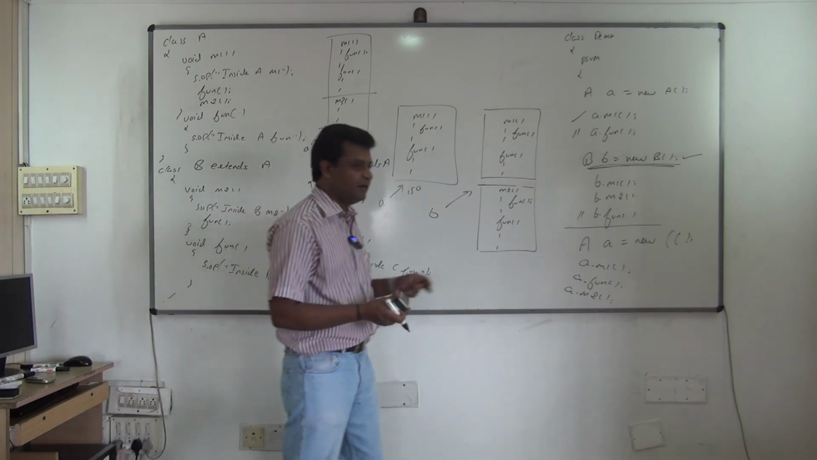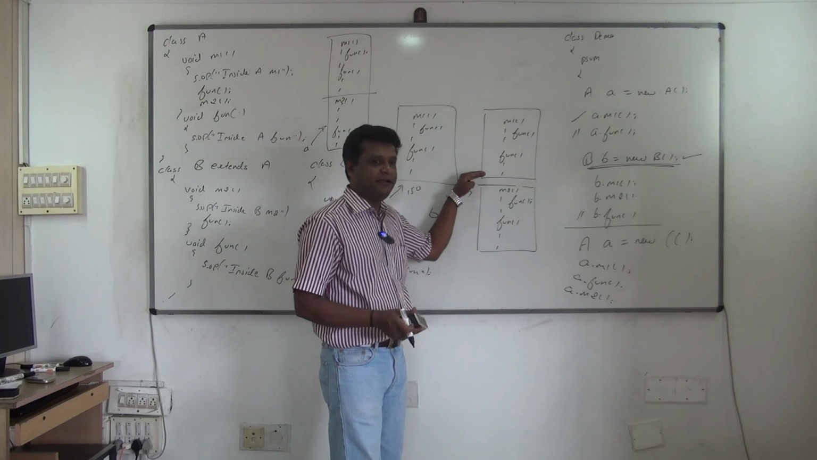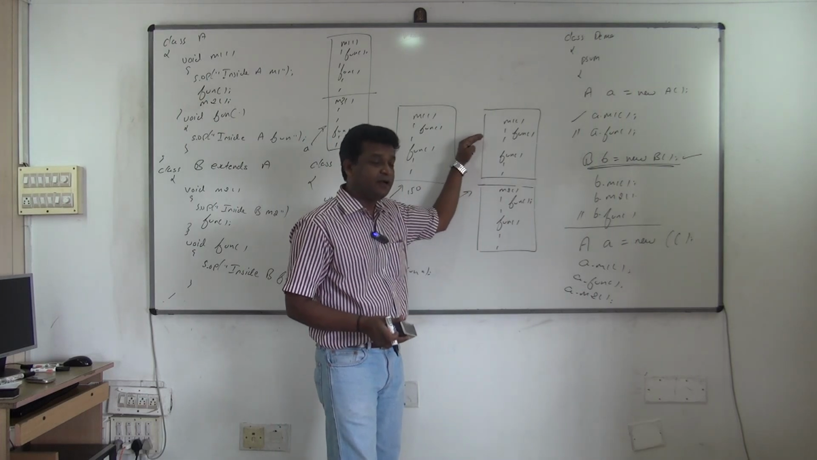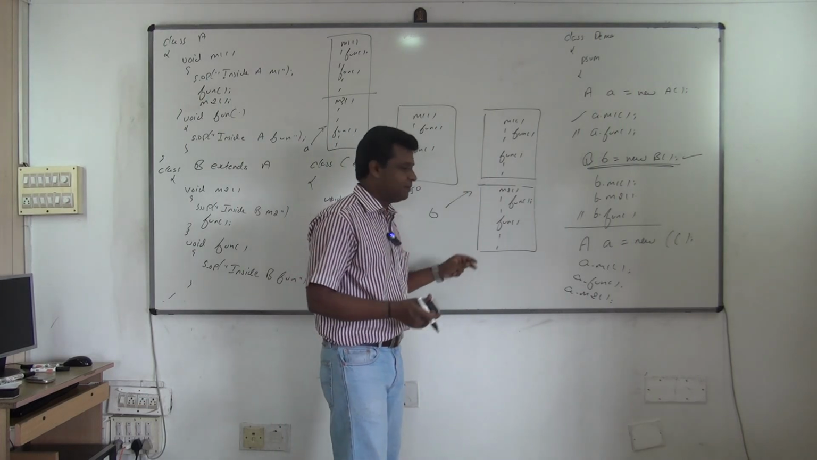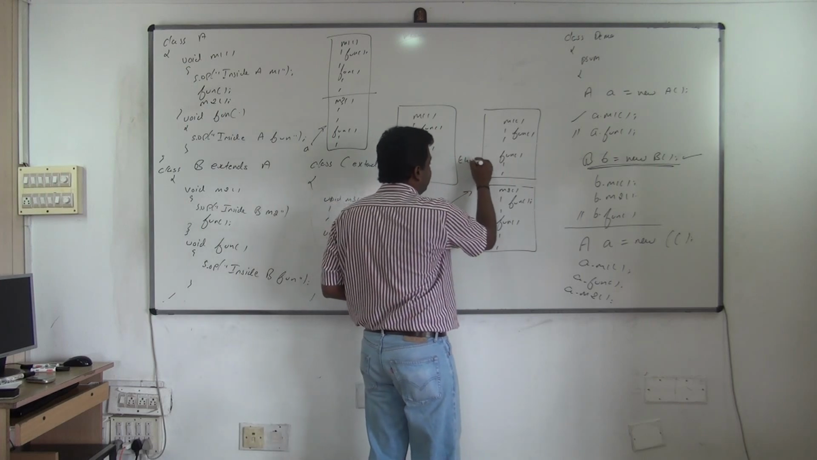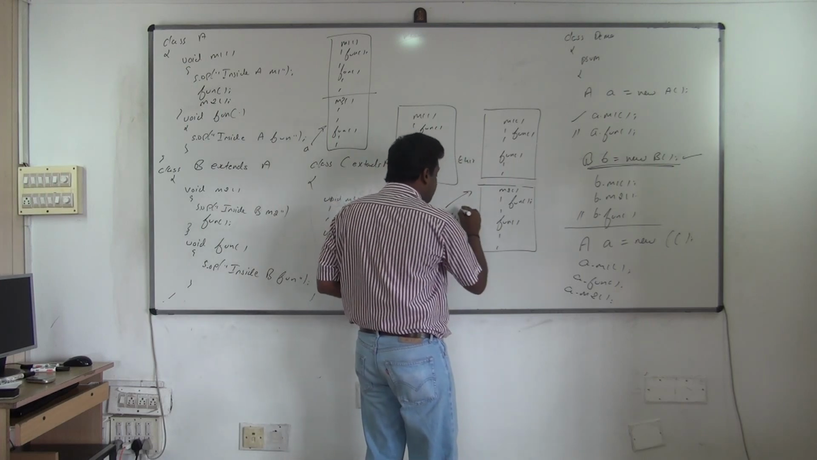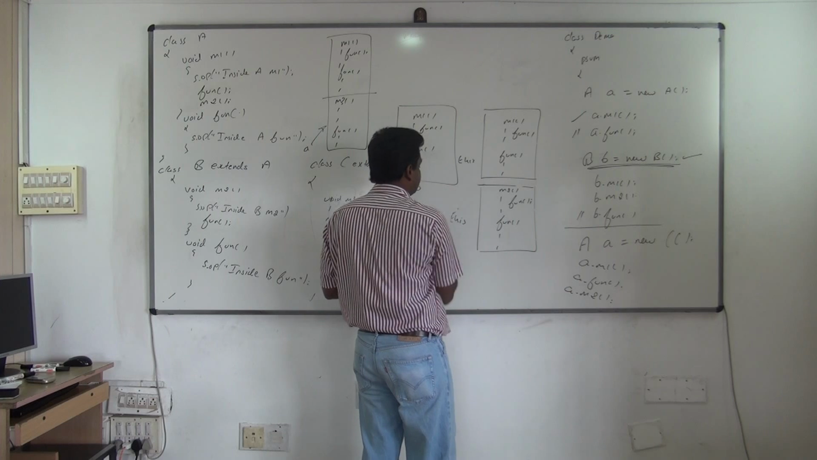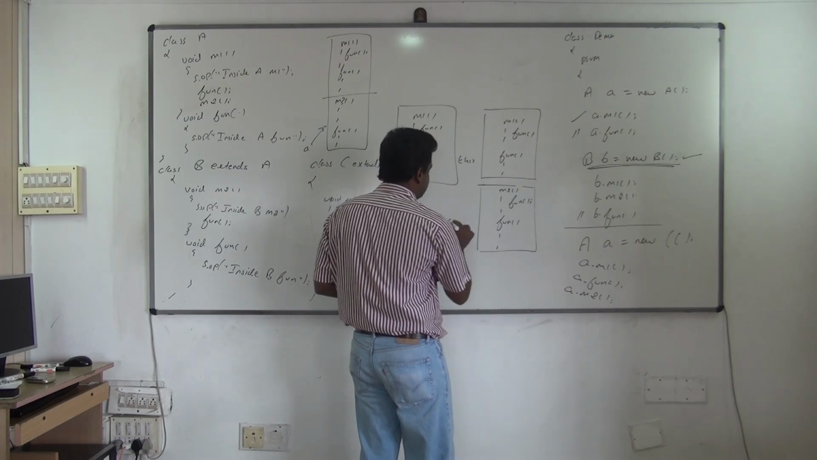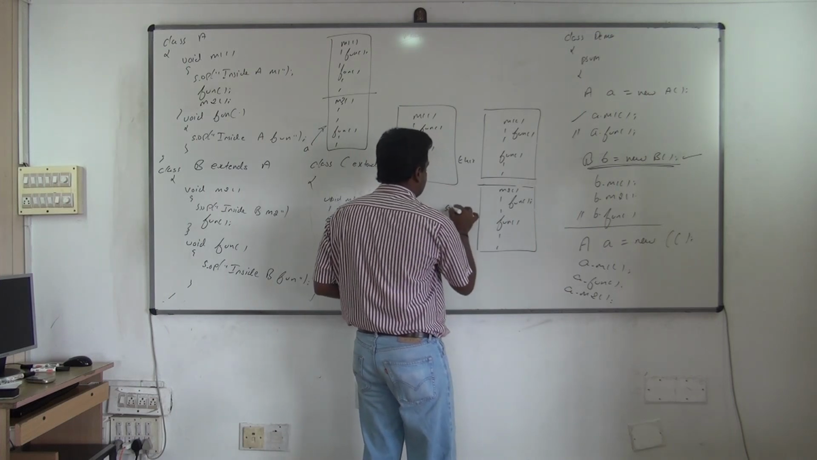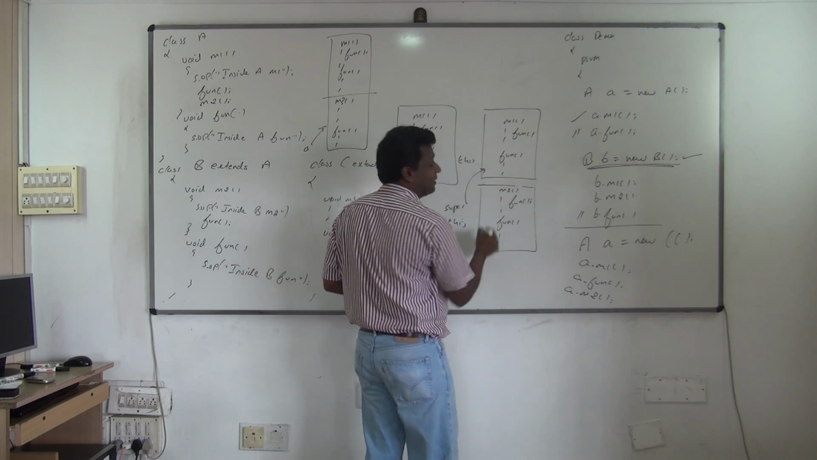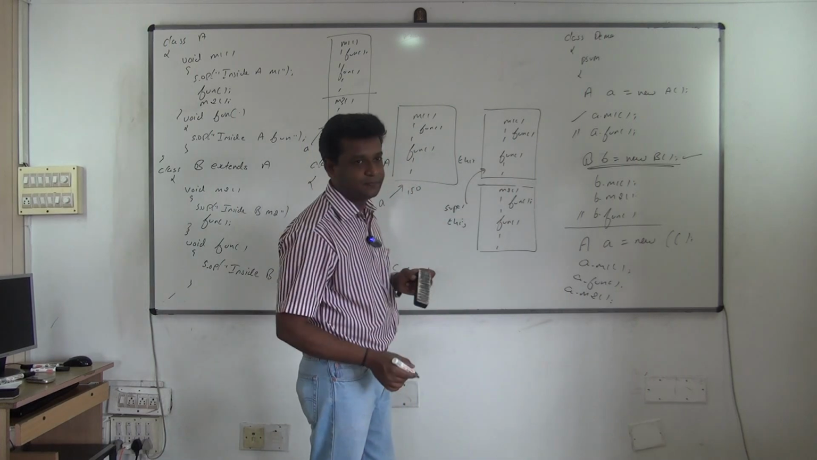But fact is, yes, it is the way they are created in JVM. A object is created separately, B object is created separately. This keyword will be referring like this. Super keyword will be referring. See how it happens. Super keyword will be referring to the superclass object like this. This is how it happens.